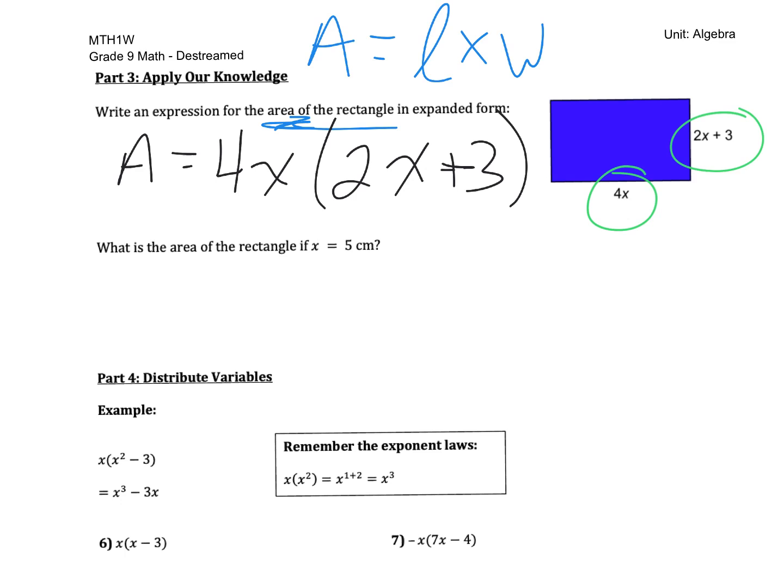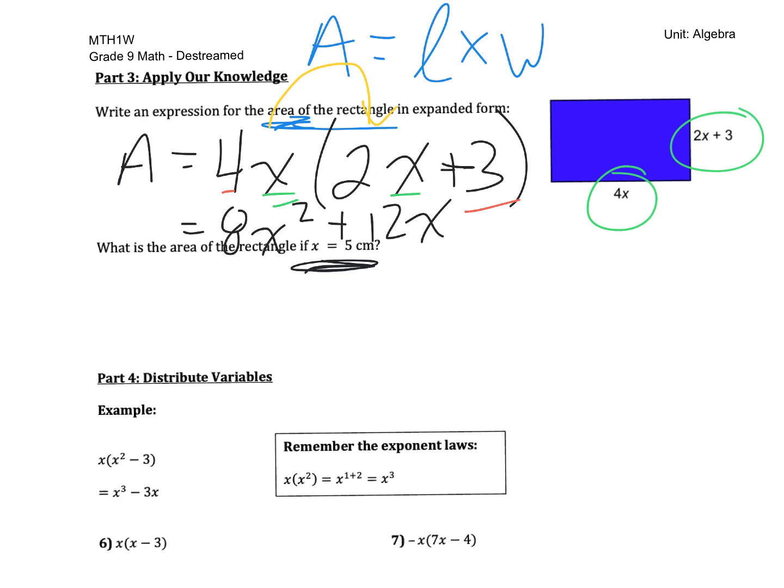I'm now going to distribute. What is 4 times 2? That would be 8. And then I know what is x times x, and x times x is x squared. I next do 4 times 3, and 4 times 3 is positive 12. And I do not forget about my x again, so I then add on my x. Finally, it asks me, well, what if x equals 5 centimeters?